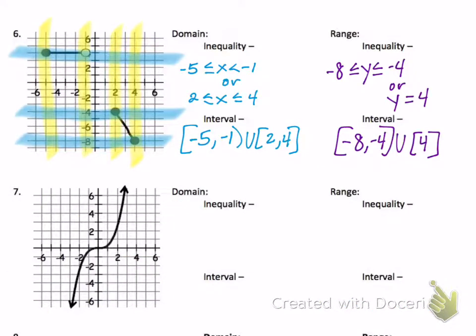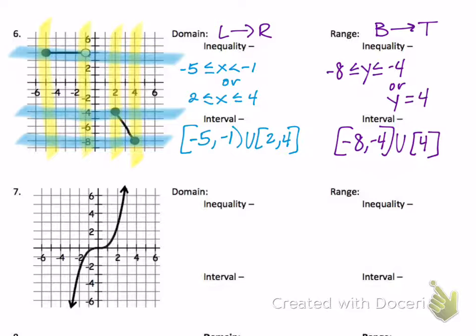Okay, so let's look at number 6. You always go bottom to top and then left to right. So domain is always left to right, and then range is always bottom to top. So left to right, -5, stops at -1, starts up again at 2, goes to 4. Then from bottom to top, it starts at -8, it stops at -4.